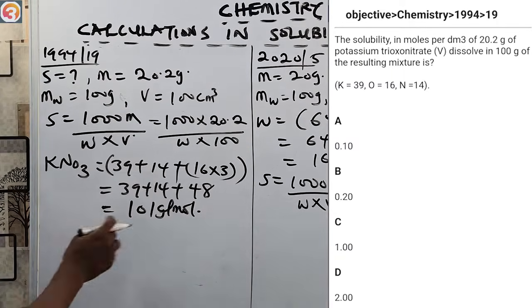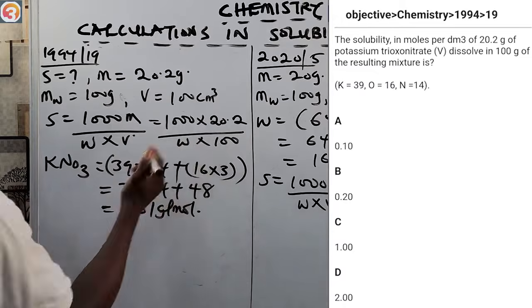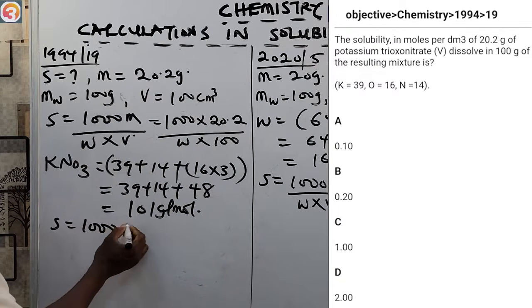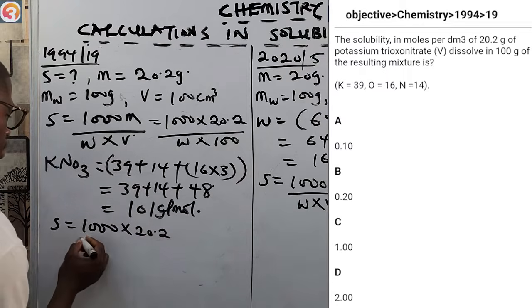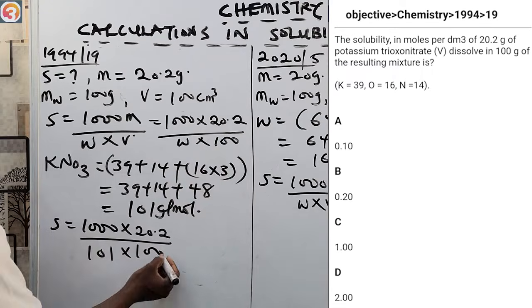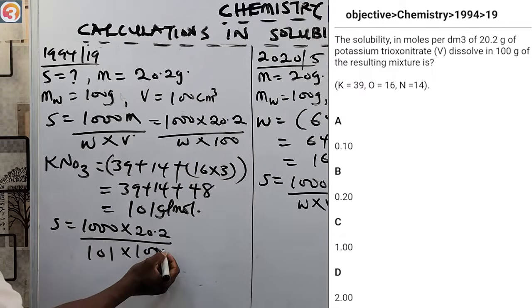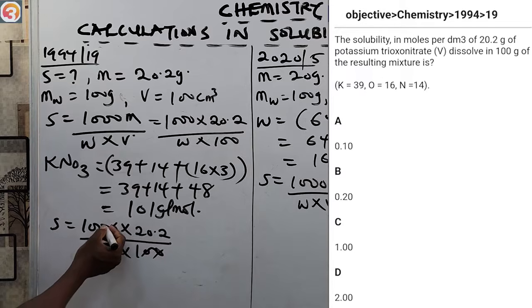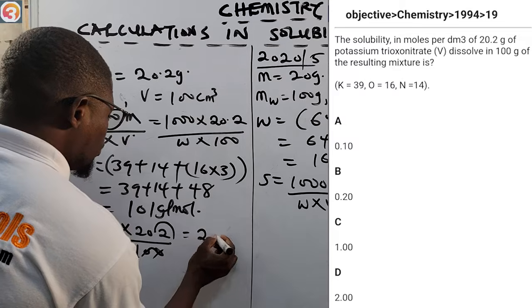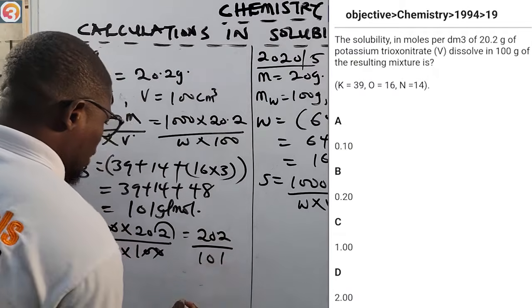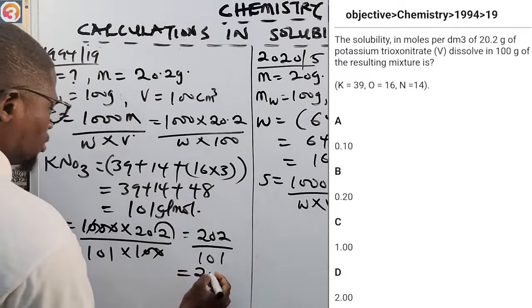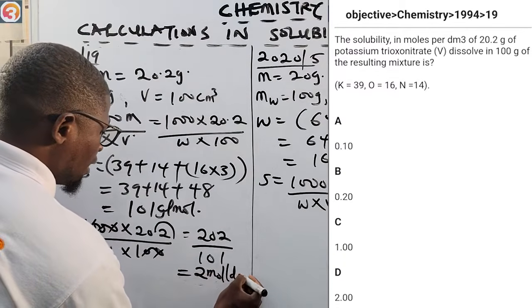So now we already know the molar mass is 101. Let's bring it to our formula. The solubility now is 1000 times 20.2 all over 101 times 100. This 0 and this 0 will cancel this 0 and this 0, and this 0 will move the decimal point forward. So I'm going to have 202 over 101. 101 times 2 is 202. So our answer is 2 mole per dm cube.